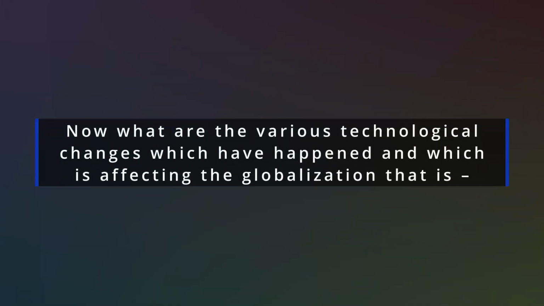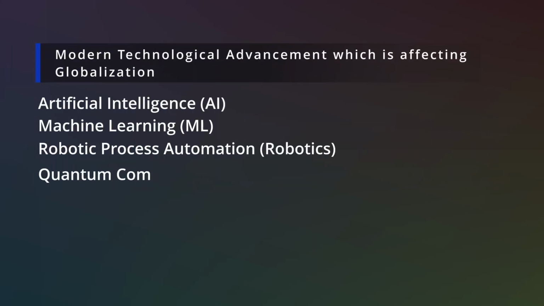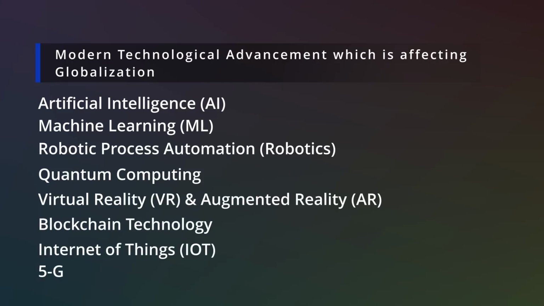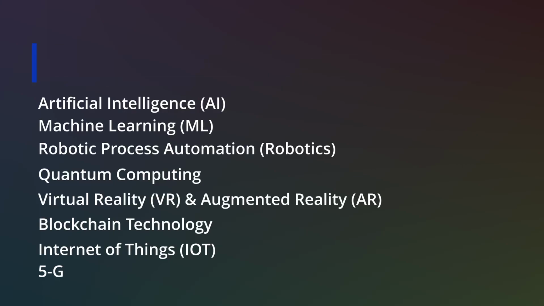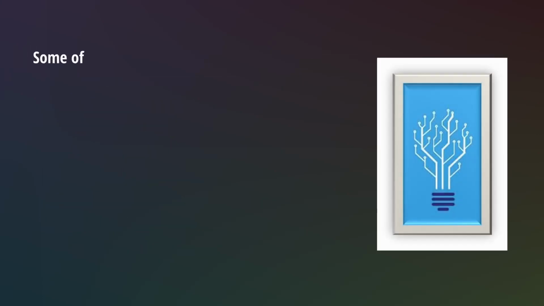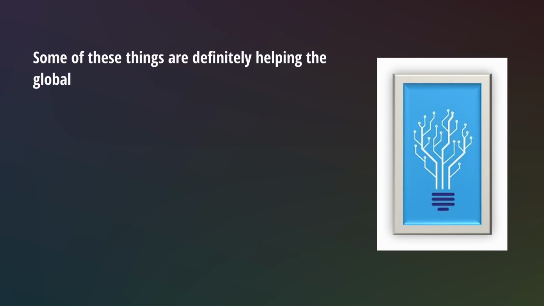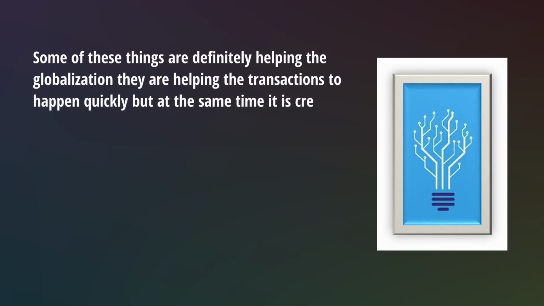Now, what are the various technological changes which have happened and which are affecting globalization? That is artificial intelligence and machine learning, robotic process automation, quantum computing, virtual reality and augmented reality, blockchain technology, Internet of Things, 5G. Now, some of these things are definitely helping globalization. They are helping the transactions to happen quickly.